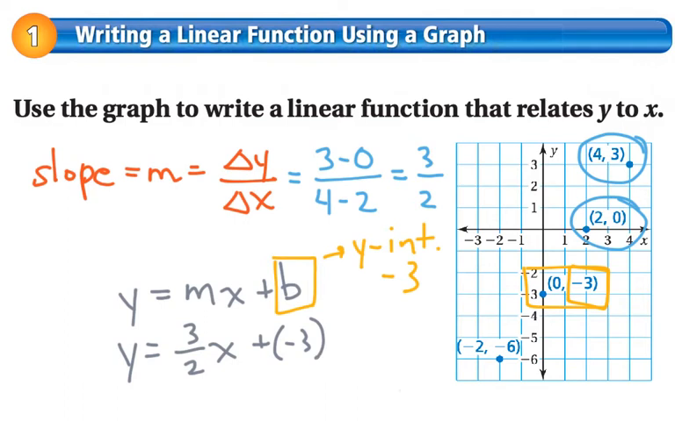So writing a linear function using a graph is going to be, again, nearly identical to writing a linear equation from a graph. Just that last little piece is, again, the line can't be vertical. All right, let's go ahead and take a look at example 2.